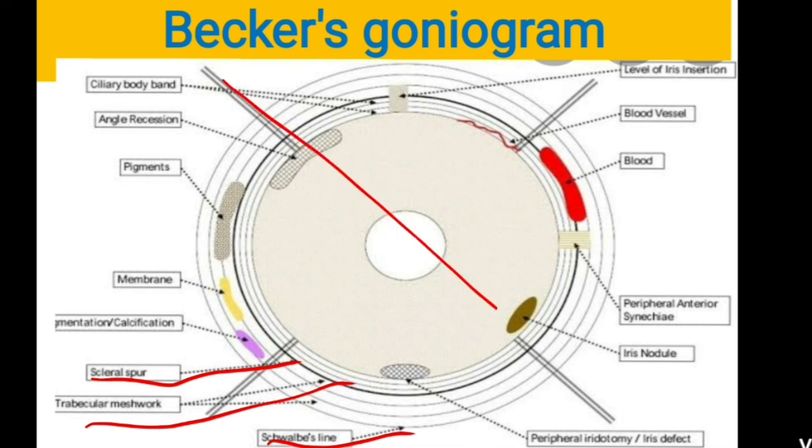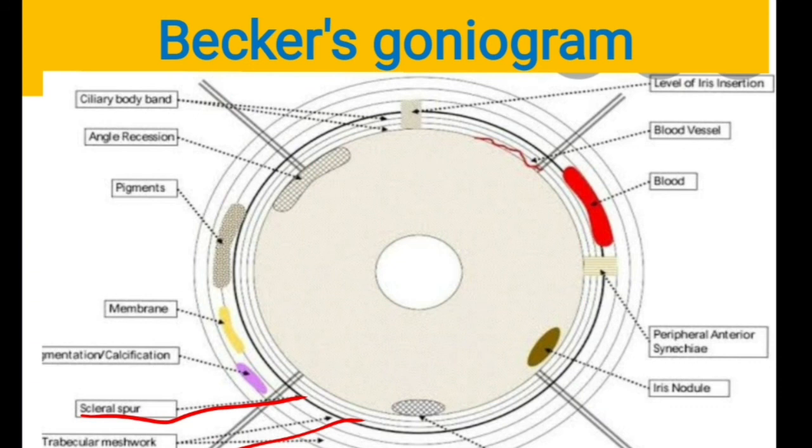Okay, and before doing that, it is divided into 4 quadrants, and in each quadrant you visualize and mark the structures that are seen, and also the abnormal things like blood or peripheral anterior synechiae, membrane, everything you can show in this Becker's goniogram.